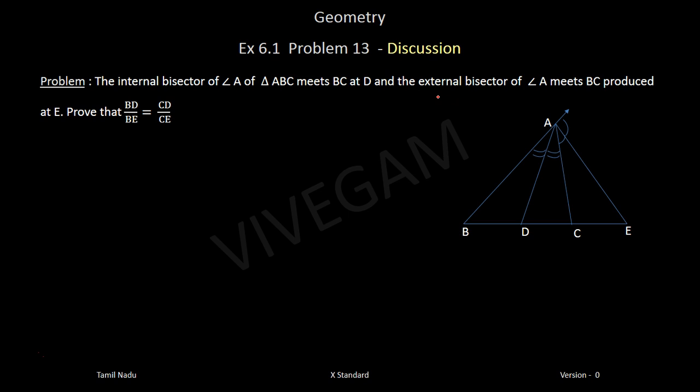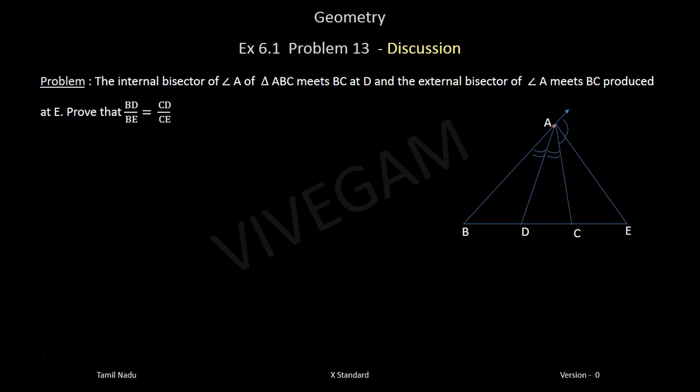And then at the same time, the external bisector of angle A meets BC produced at E. So this is BC. You produce it a little longer, and you will be able to meet the external bisector of angle A. See, this is the internal angle of A, and this is the external angle of A. So the external bisector of angle A meets BC produced at point E. Right, now it becomes a little easy.